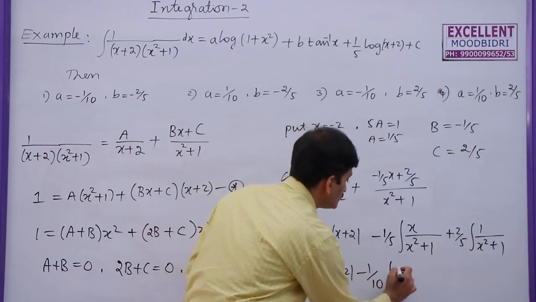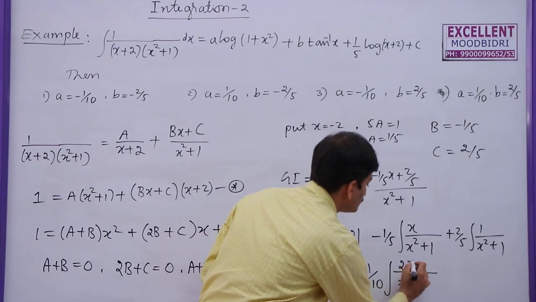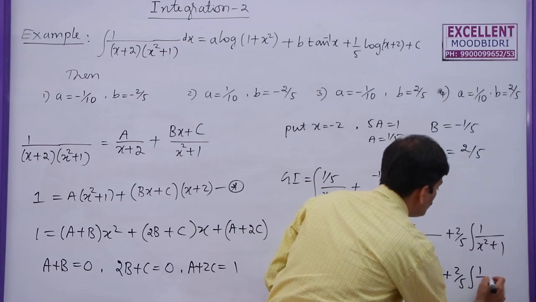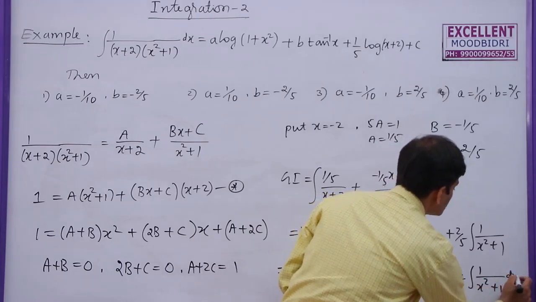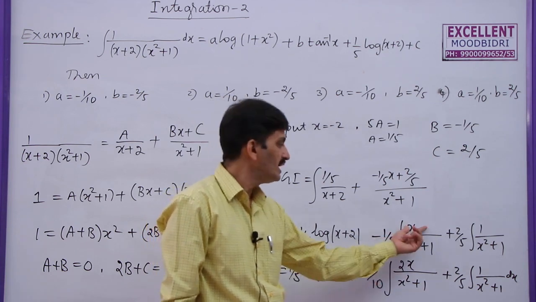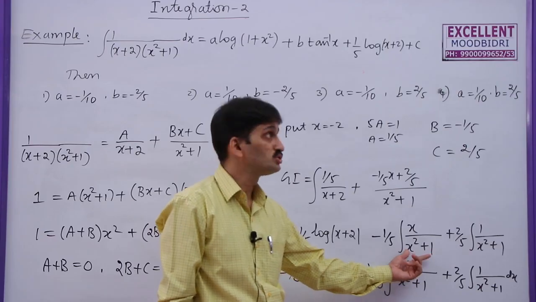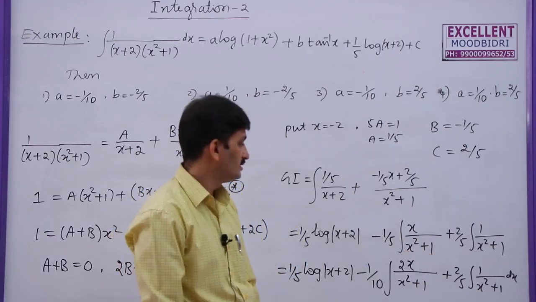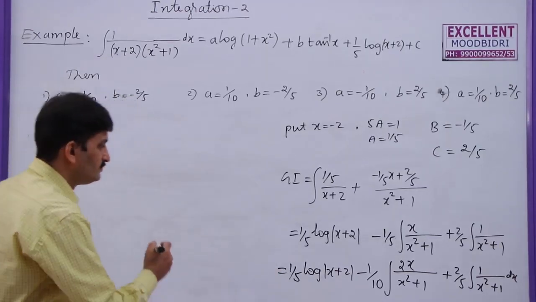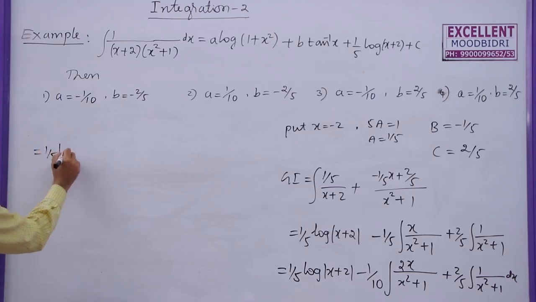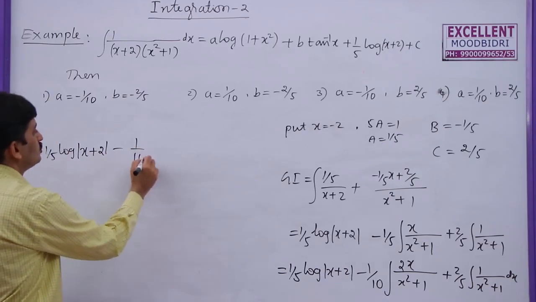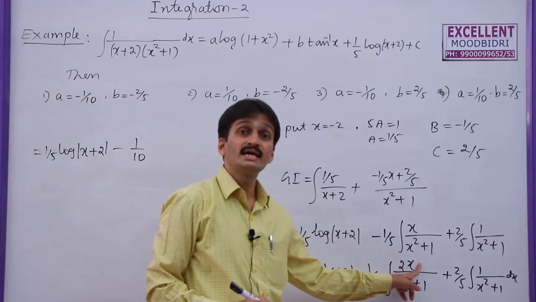1 by 10, 2x by x square plus 1, plus 2 by 5 into 1 by x square plus 1 dx. Correct? So what should you do? Multiply by 2 and divide by 2. Why? Because you have to make the numerator the derivative of the denominator, so that you can use the shortcut formula: log of the denominator. Correct? Which is equal to 1 by 5 log of mod x plus 2 minus 1 by 10 into, the numerator is exactly the derivative of the denominator.